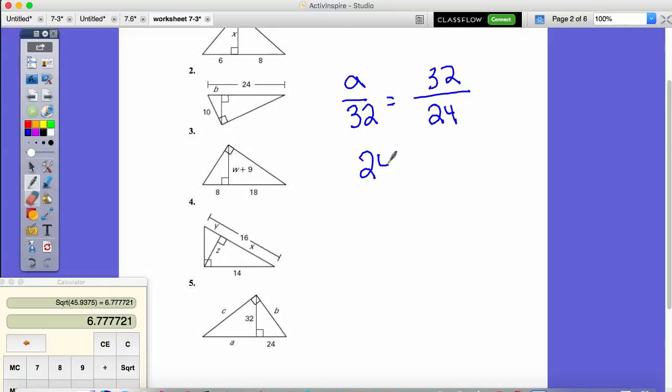I'm going to cross multiply, and I have 24A equals 32 times 32 is 1,024.